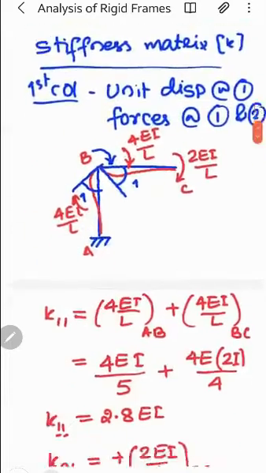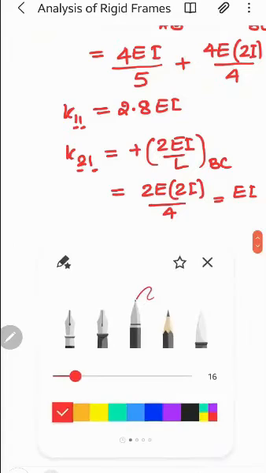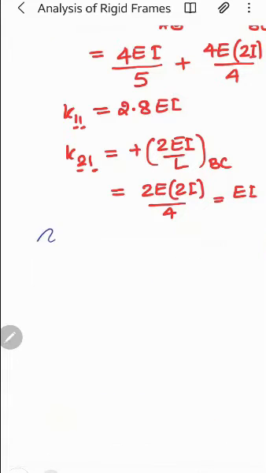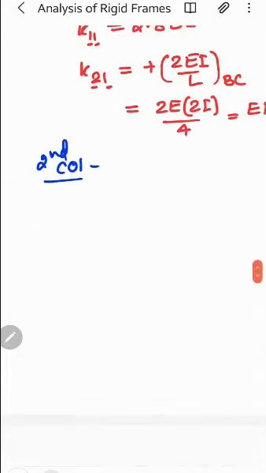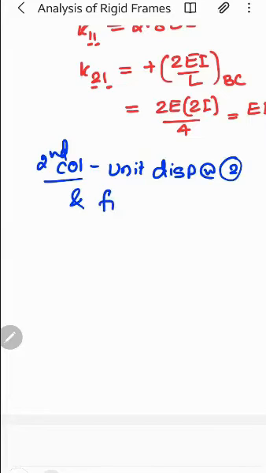Next, the second column. How to develop the second column? Give unit displacement at 2, and find forces at 1 and 2.